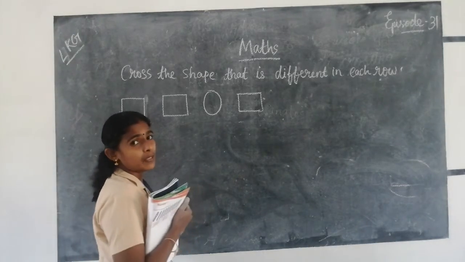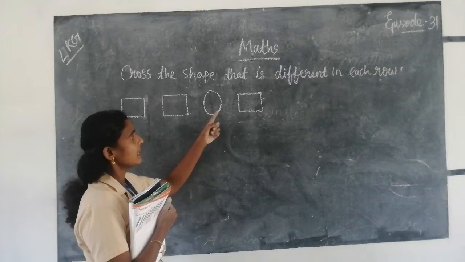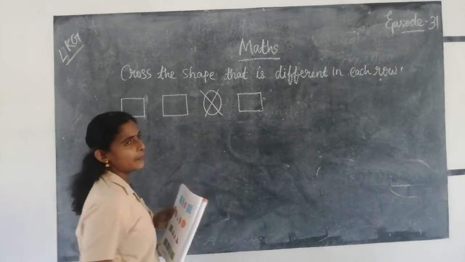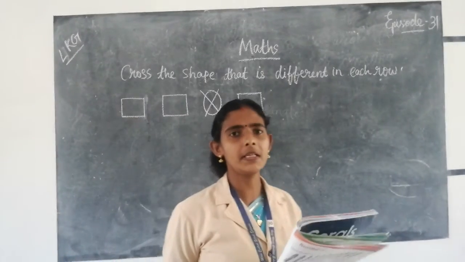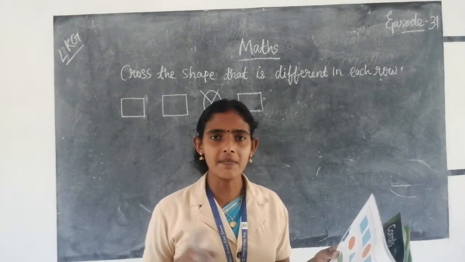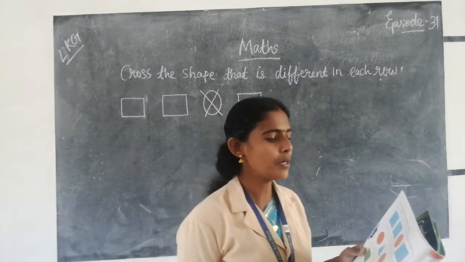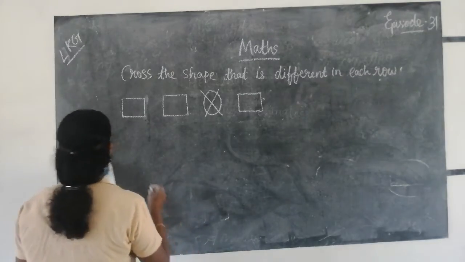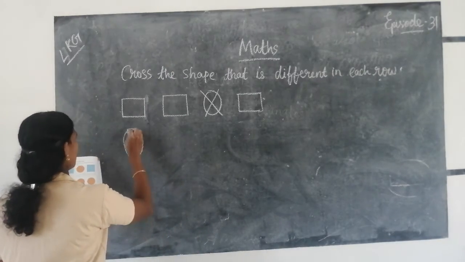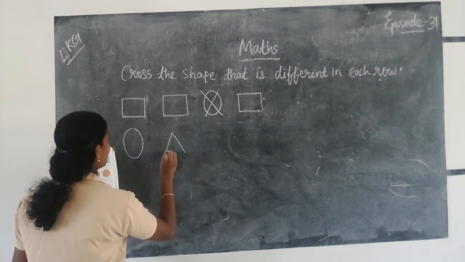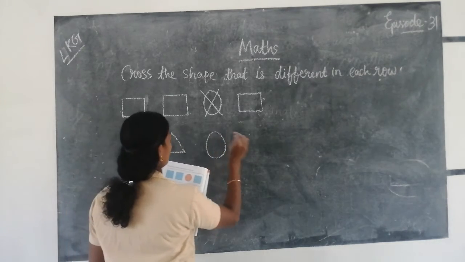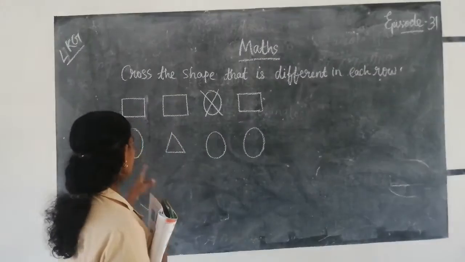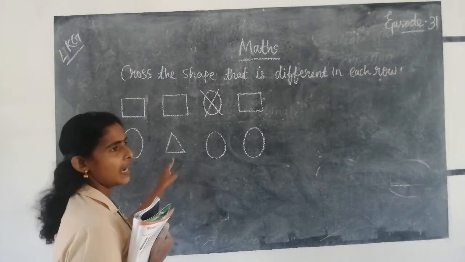First row is square and circle. The first box was 3 squares and 1 circle. The circle does not match the squares, so you have to cross the circle. Can you understand? Then second row: first circle, then triangle, then circle, and circle. The second box was 3 circles and 1 triangle.